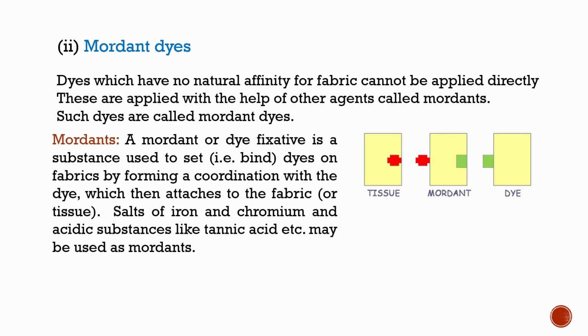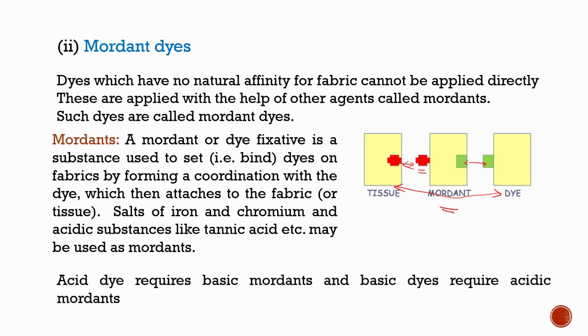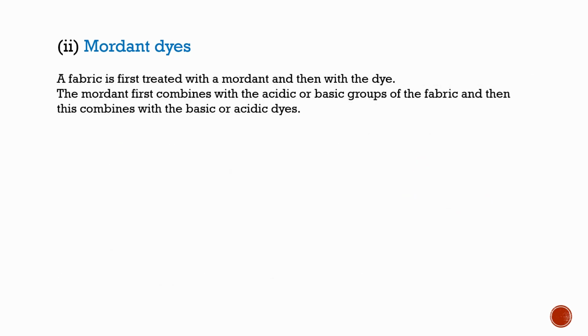Salts of iron and chromium and acidic substances like tannic acid, etc., may be used as mordant. So here you can see this is the mordant and it has a site for binding with the tissue. And it has also a site for binding with the dye. So that is how through the mordant the dye is held on the fabric. Acid dyes require basic mordant and basic dyes require acidic mordant. So here a fabric is first treated with a mordant and then with the dye. The mordant first combines with the acidic or basic group, whatever is present on the fabric, and then it combines with the acidic or basic group of the dye.